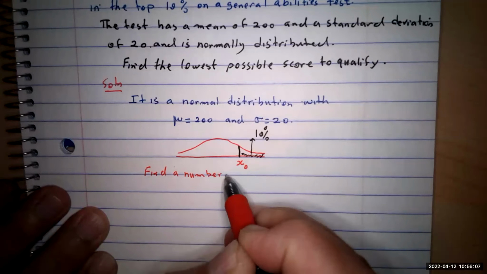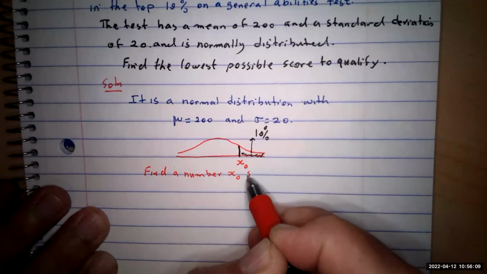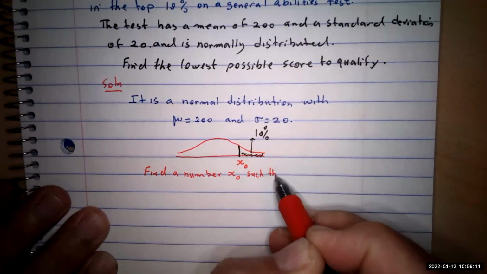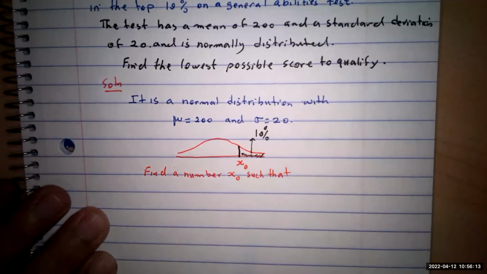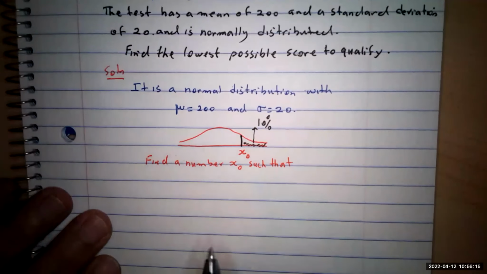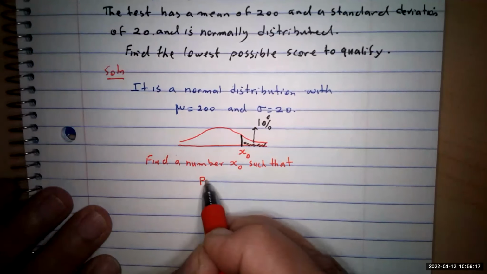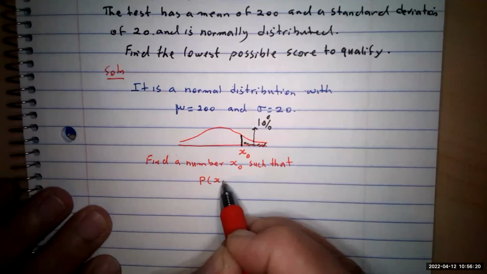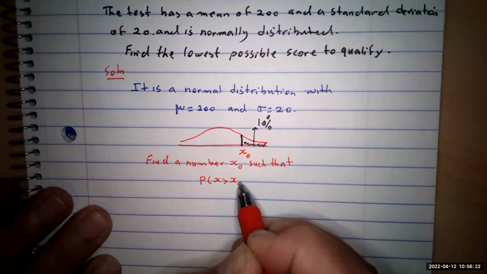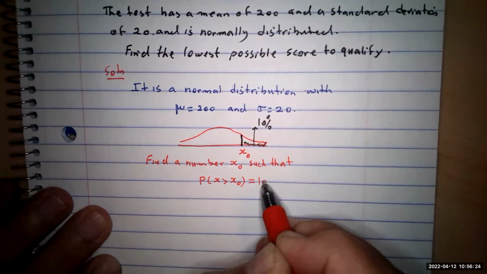Okay, find a number, let's say x0, such that what? You are going to be in this area, you know that this area to the right. So this means you are going to be in what? The probability that x is greater than x0 is equal to 10%.